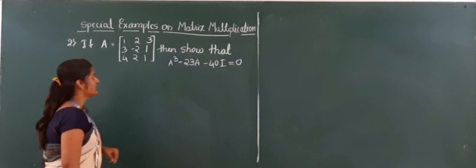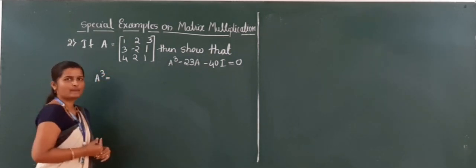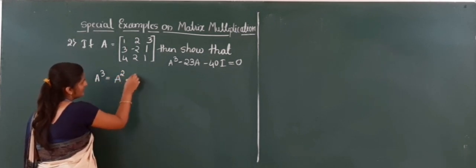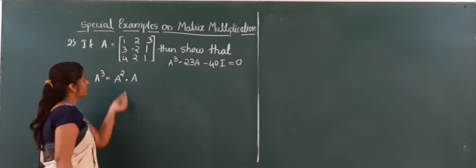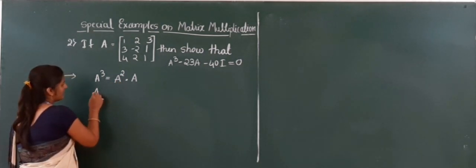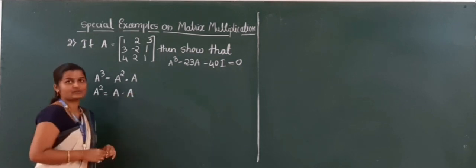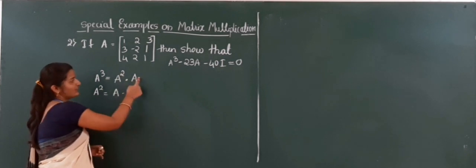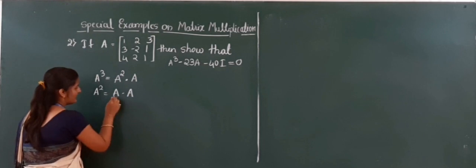So I have to find out A cube. How can we find out A cube? A cube means I have to take A square into A. When I multiply A square into A, you will get A cube. So first for A cube we require A square. A square we can find by A into A. This means we have to multiply the A matrix here 2 times. For the result, again I have to multiply by A to get A cube. Okay. So first I will find out A square.